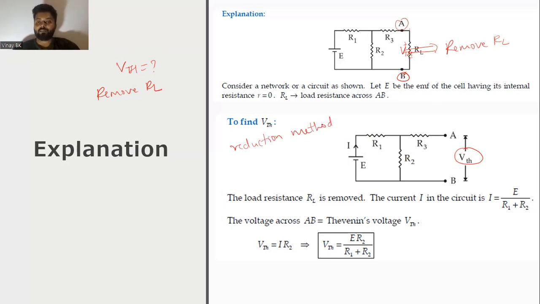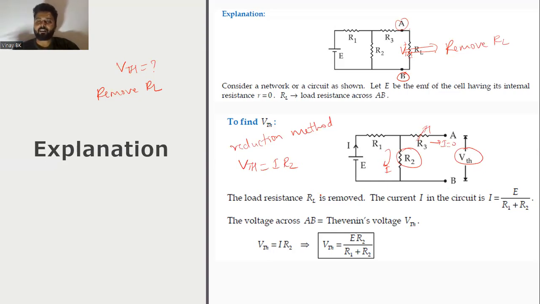So here they used the voltage across open terminals. Since the circuit is opened, the current flowing through R3 is 0, so R3 will be neglected. So the voltage across the terminals A and B is nothing but the current flowing through R2, that is I, times the value of this resistor R2. So VTH is nothing but I into R2. Okay. So you can use this. Anyhow, the current through R3 is 0.